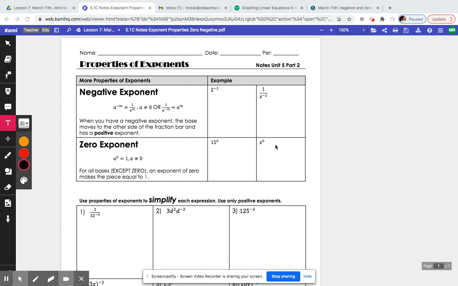What's up, 8th graders? Today we are going to be learning about our next two properties of exponents: negative exponents and zero exponents. These can be a little bit confusing. Let's look at negative first.